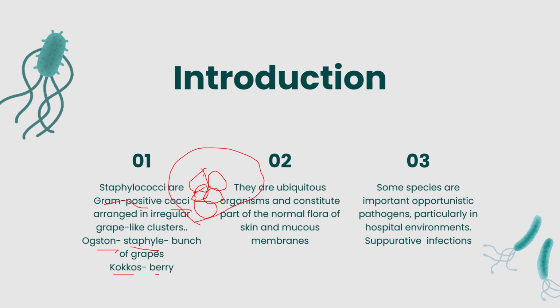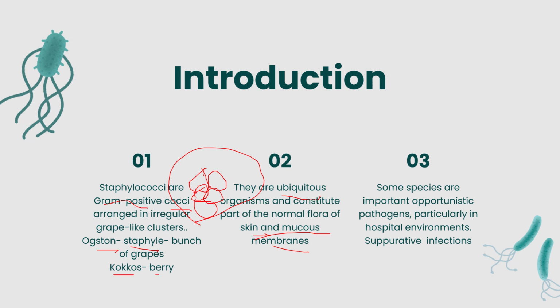Now, second thing, they are ubiquitous. What does this mean? Ubiquitous means it is present everywhere. It is present in the environment. It may be present on your skin. It is the normal flora of our skin and mucous membrane. Mucous membrane means the throat or any other area which is near the skin. So they are present everywhere and can be part of the normal flora, meaning they are commensals on skin. They can be normally present without harming you.